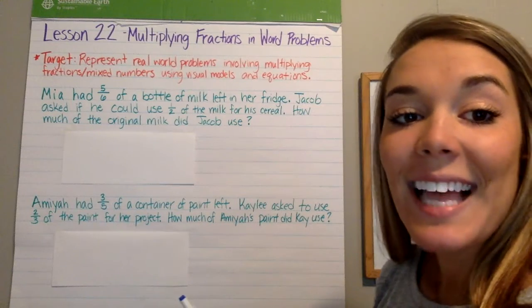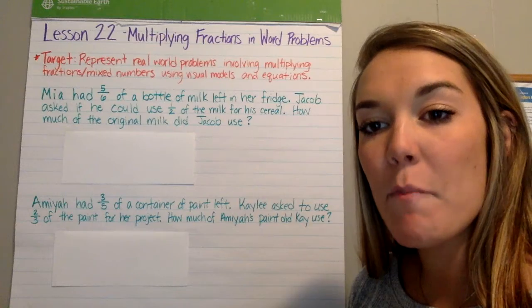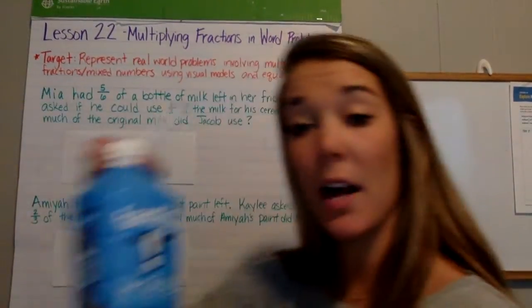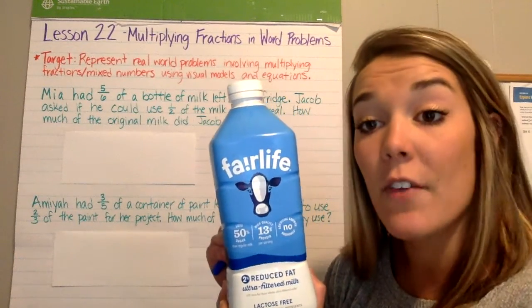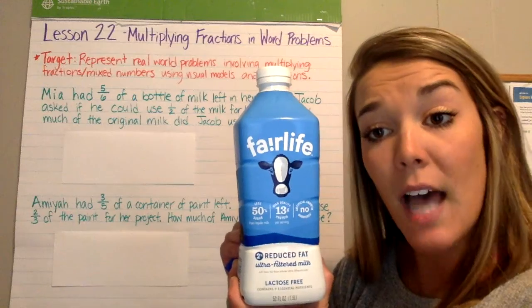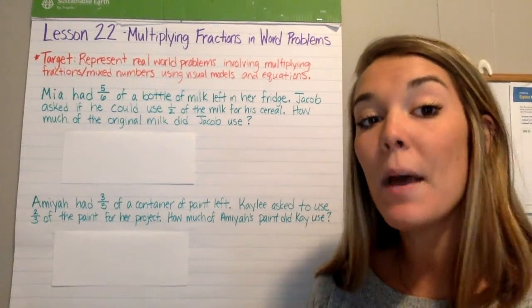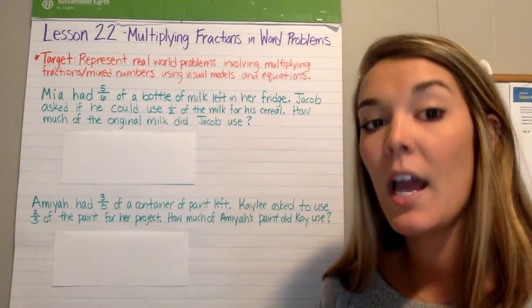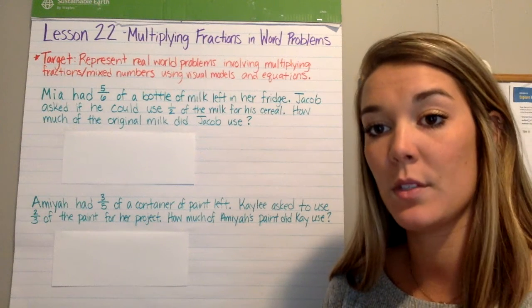So the problem is, lovely Mia had 5/6 of a bottle of milk left in her fridge. So that means Mia has a bottle of milk, maybe similar to this, and there's only 5/6 of it left. Okay, she's drank some, and 5/6 are remaining. Jacob asked if he could use half of that milk for his cereal. How much of the original milk did Jacob use?